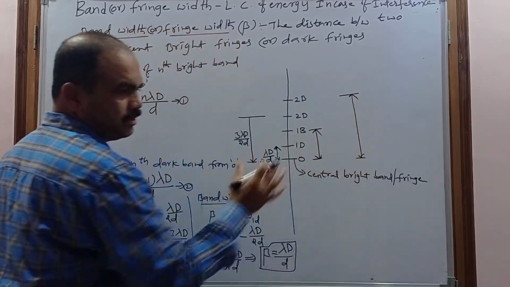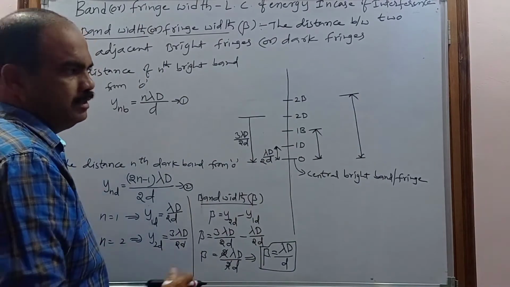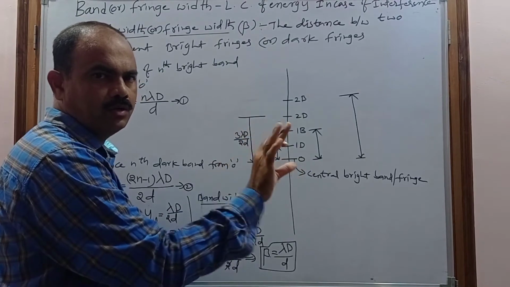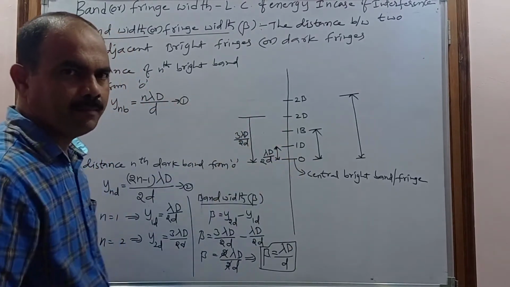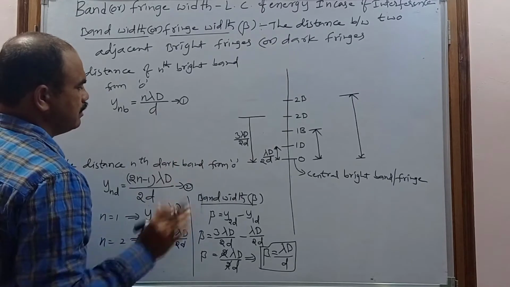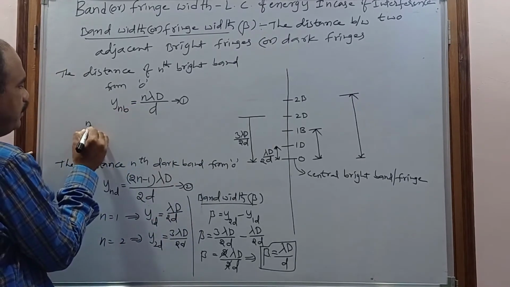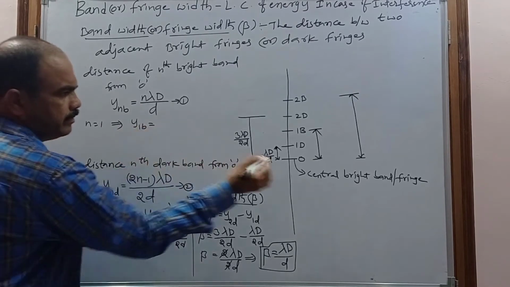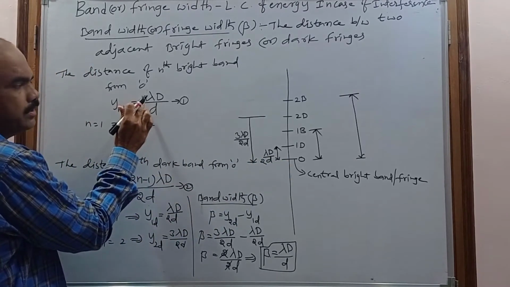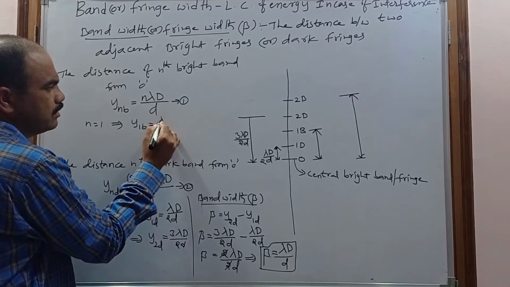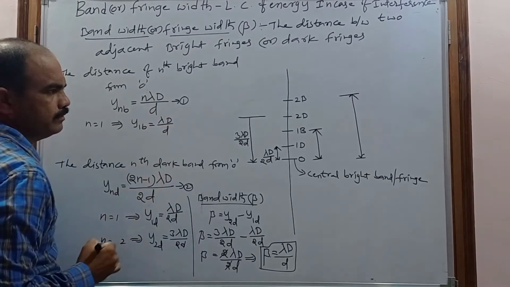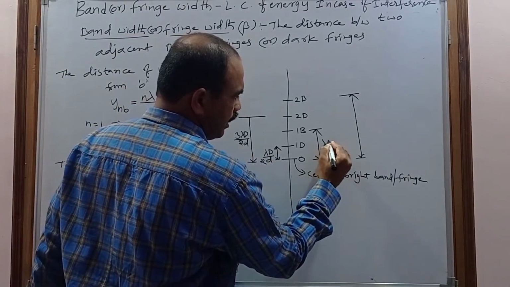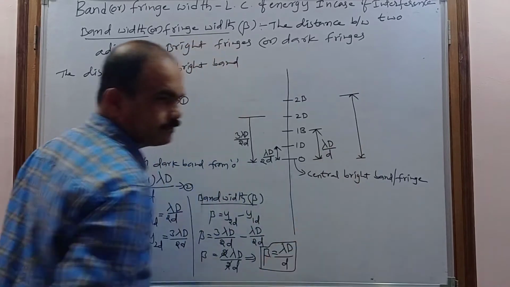By finding these two distances, when you subtract the first bright band distance from the second bright band distance, you get the bandwidth for two bright fringes or bright bands. If n equal to 1 is substituted here, you get the distance of the first bright band from the center of the screen. Substituting n equal to 1 into lambda D by small d, this is the distance of the first bright band from the center of the screen: lambda capital D by small d.